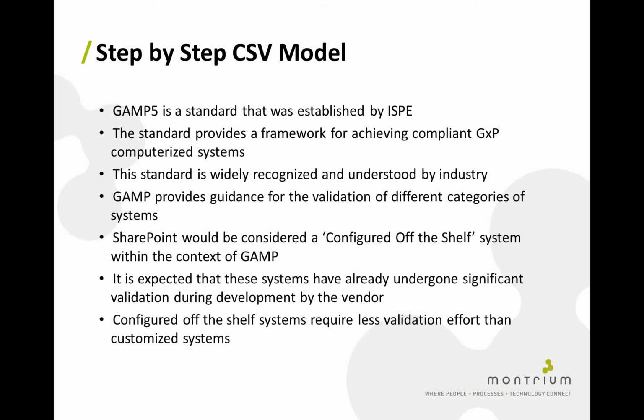So let's now talk about computer systems validation and the model that we typically see within our industry. And that model is called GAMP. So it's Good Automated Manufacturing Practice, and it's version number 5. And this is a standard that was established by the ISPE, and is widely recognized in our industry as a good framework for achieving compliant GXP computerized systems, and it's really targeted towards GXP systems.